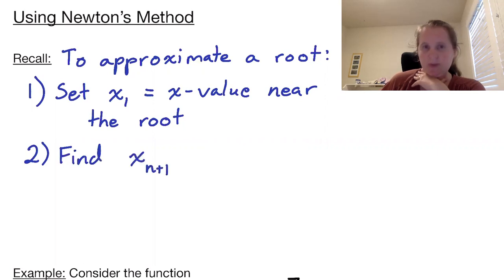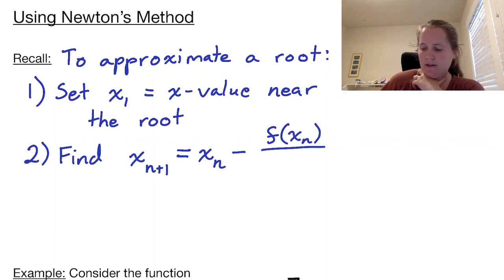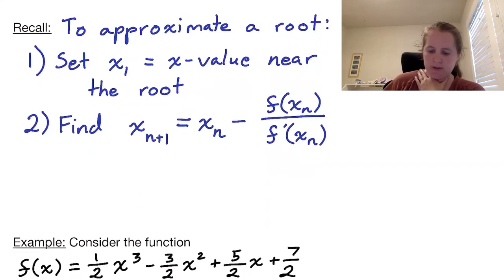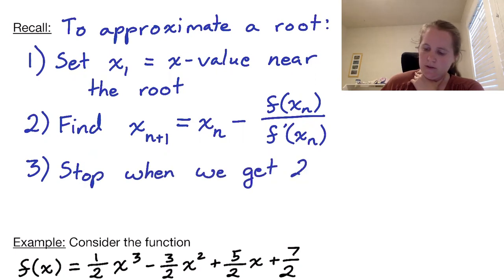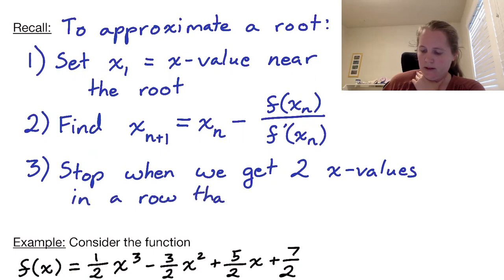x sub n plus 1 by setting that equal to x sub n minus f evaluated at x sub n divided by f prime evaluated at x sub n. And then we were to stop when we reach enough decimal places. So stop when we get two x values in a row that agree to however many decimal places.